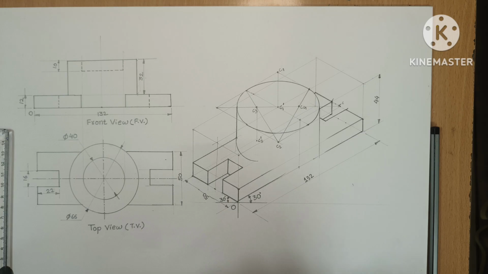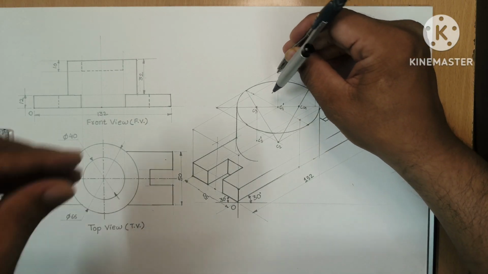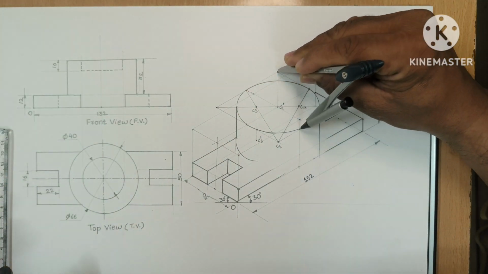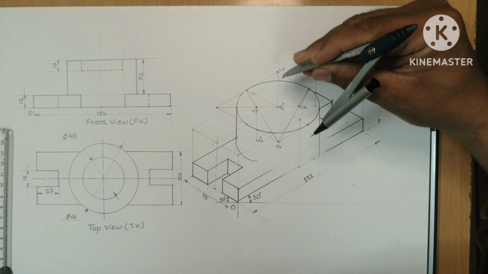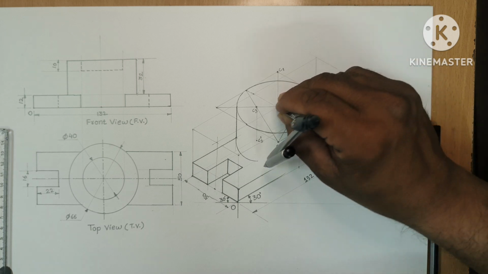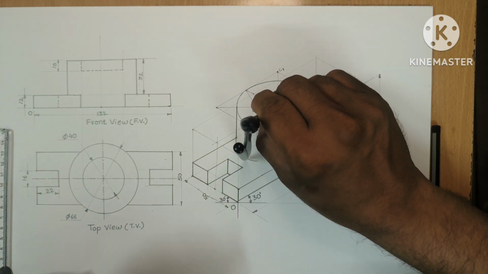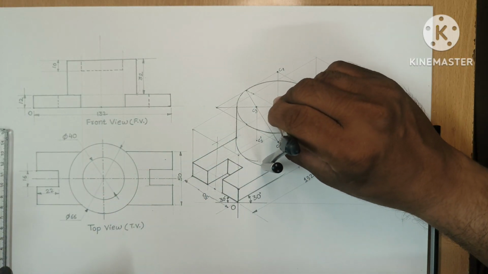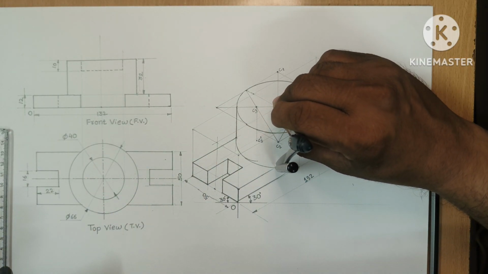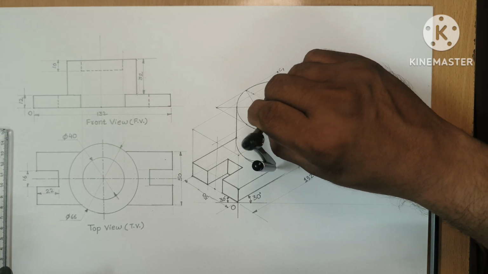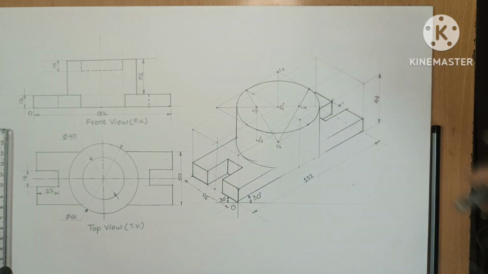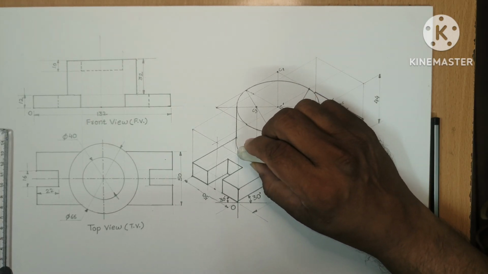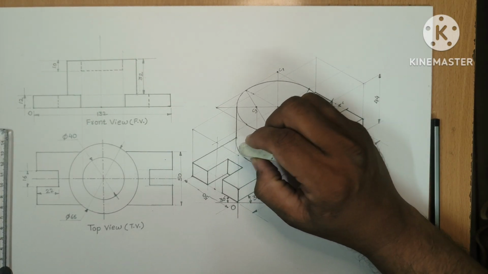Now what we have to do? C1 to this arc will be the radius. The same procedure is applied. C1 dash, we will take the radius here, and we will transfer the arc up to this point. We will transfer the points or the arc. Now I will erase the unnecessary portion. Okay.